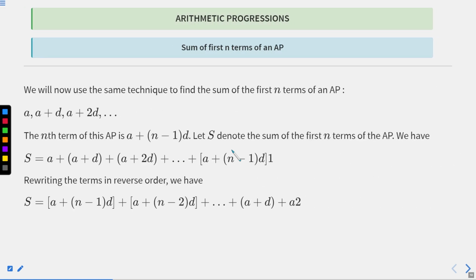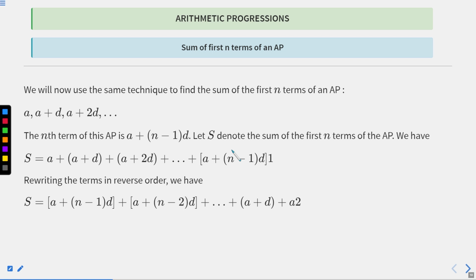Now we'll use the same technique to find the sum of the first n terms of an arithmetic progression. The general form of an arithmetic progression is a, a plus d, a plus 2d, a plus 3d, dot dot dot. This is the general form of an AP whose first term is A and common difference is D.